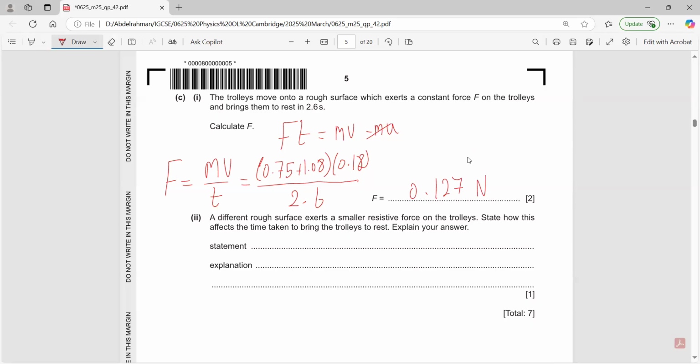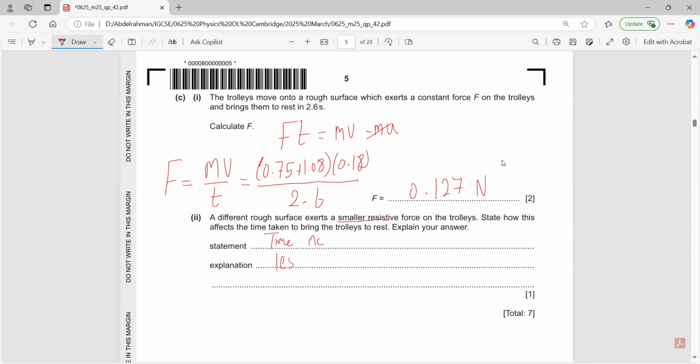A different rough surface exerts a smaller resistive force on the trolleys. State how this affects the time taken to bring them to rest. If you have a smaller resistive force, what will happen to the time? Time definitely will increase. Why? Because less resistive force means that there is an increase in the total resultant force on the object.